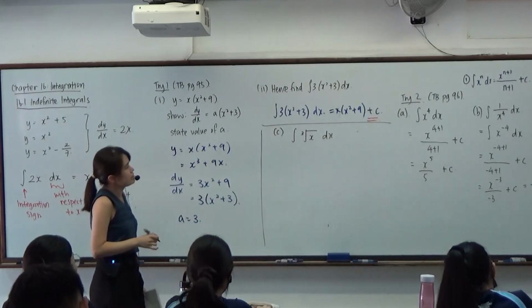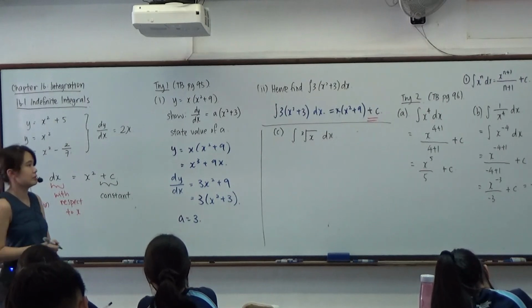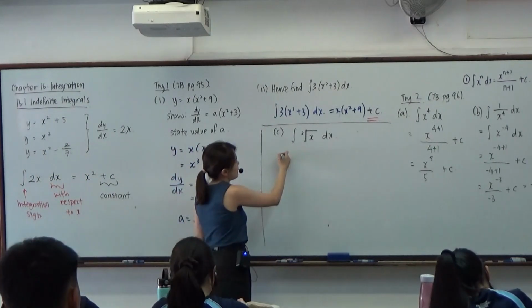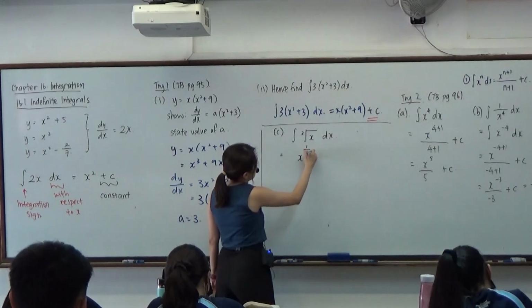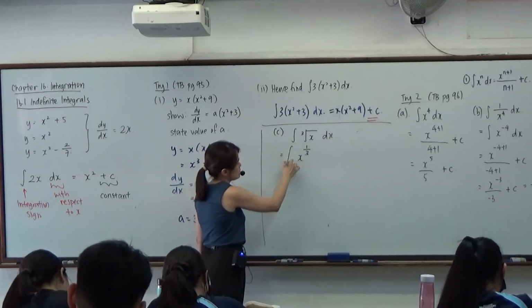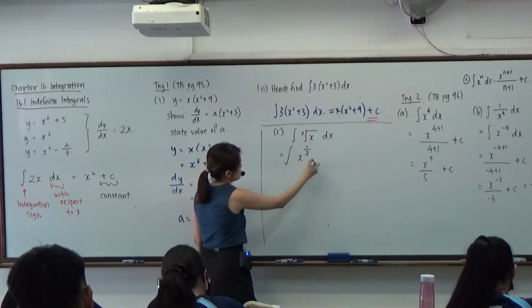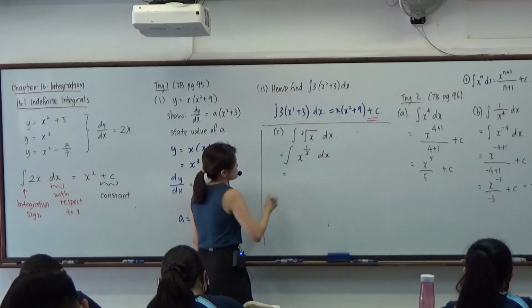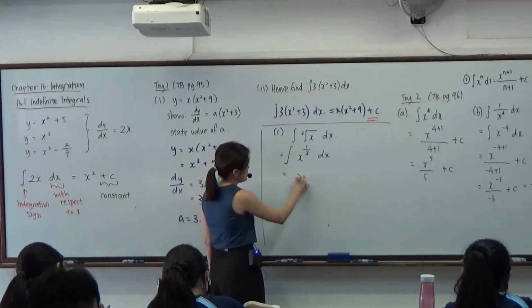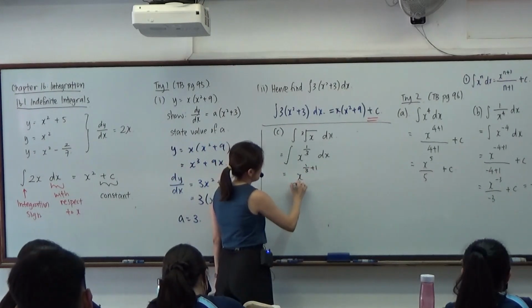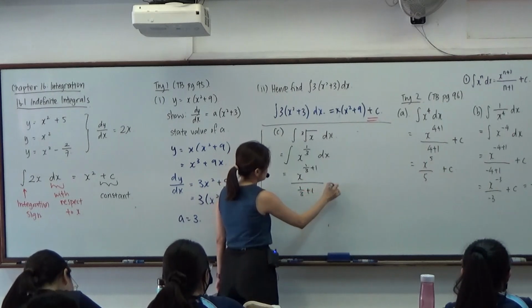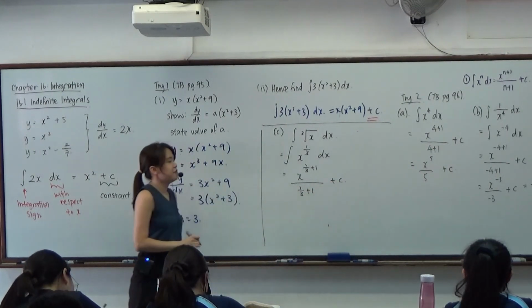Then to integrate the cube root of x, again it is about applying our indices to recognize that it is integration of x to the power of 1/3, then power plus 1, divide by new power, followed by plus c.